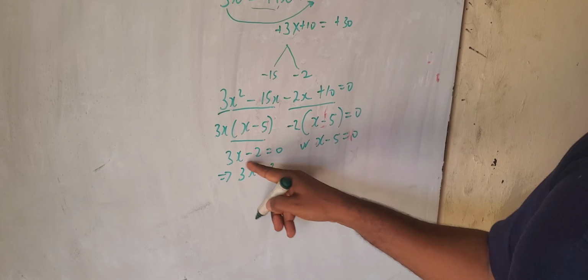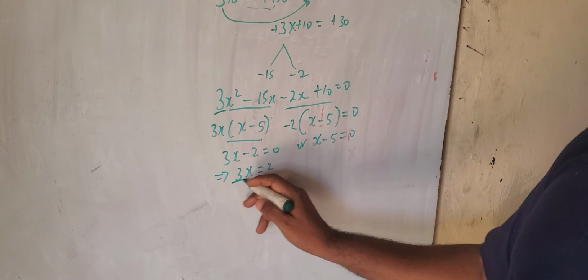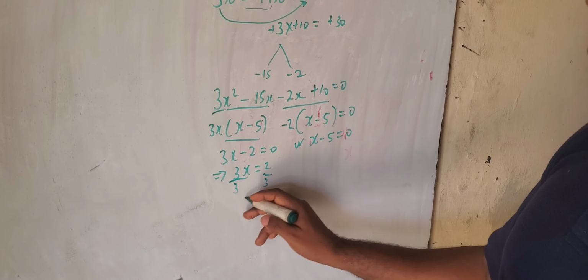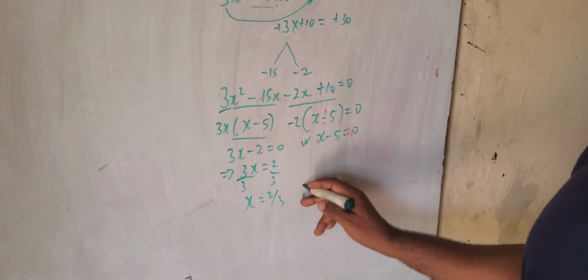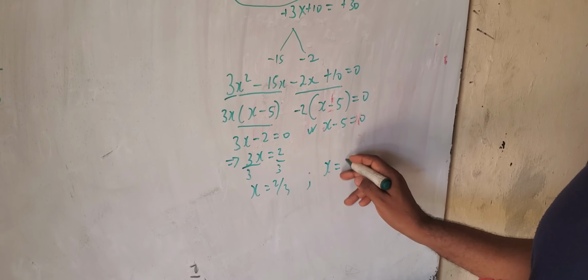This minus becomes plus when you take it to the other side. So divide both sides by 3 to get the x. So x is equal to 2 over 3. Carry this minus 5 to this side, it will become 5. So x is equal to 5.